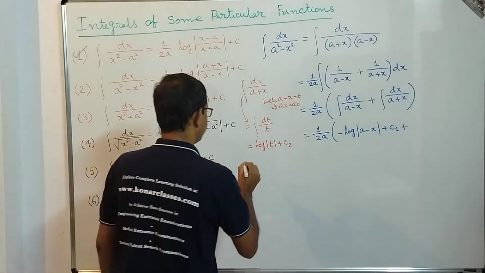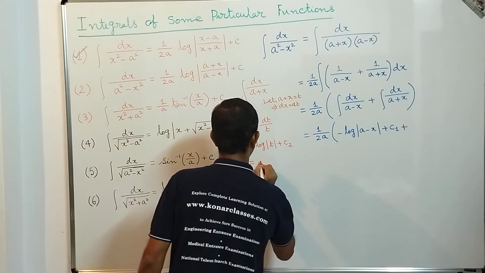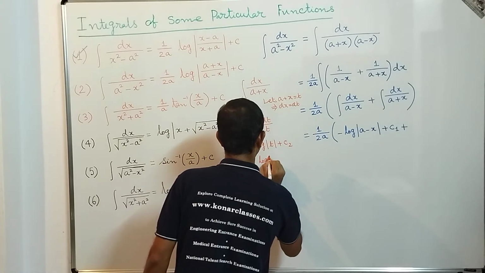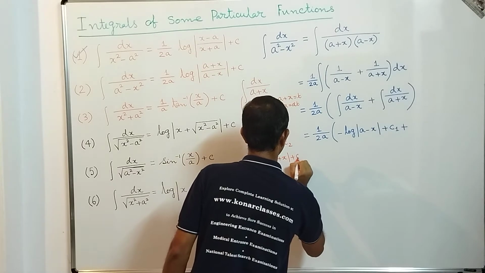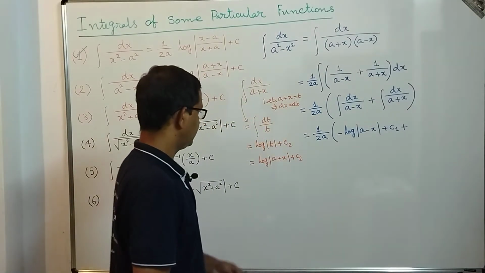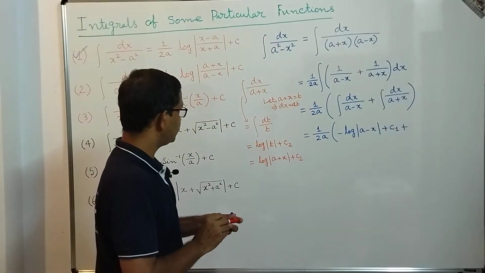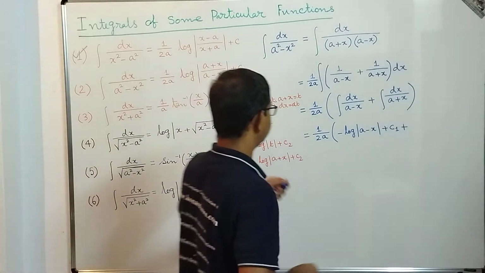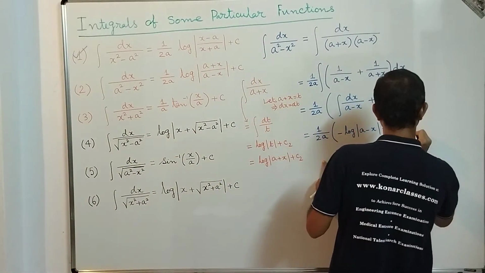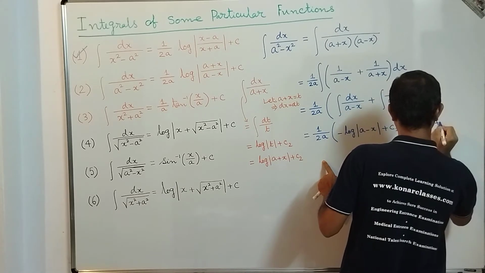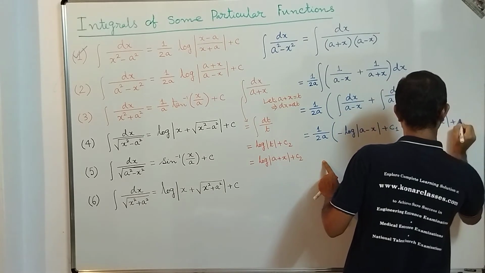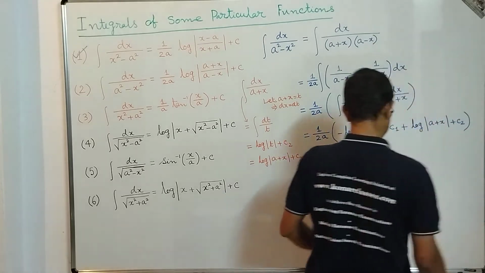So now let's apply back the value of t, that is equal to log of mod a plus x plus c2. So instead of integration dx by a plus x, what we can write is that is equal to log of mod a plus x plus c2.